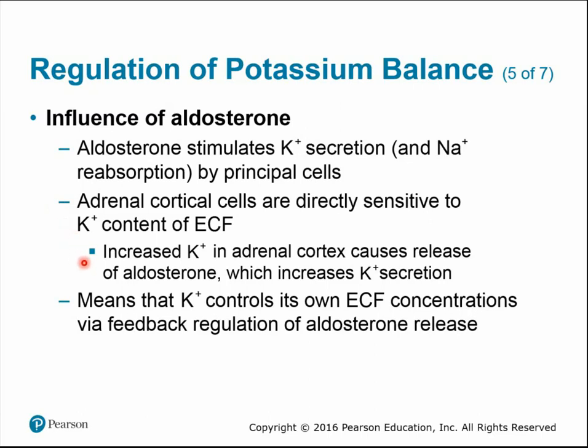So if we have too much potassium, that can also trigger a release of aldosterone to increase secretion of that potassium. So we get rid of that excess potassium from the fluids. So really this means that potassium kind of controls its own extracellular concentrations via these feedback mechanisms of aldosterone release.